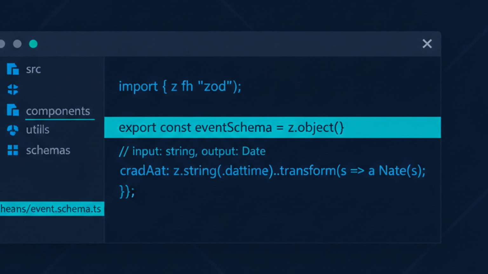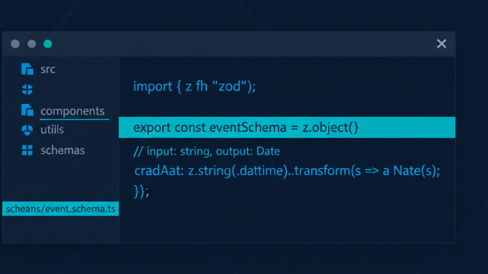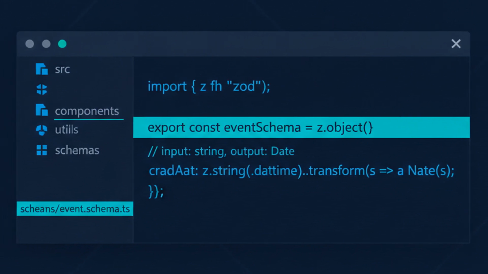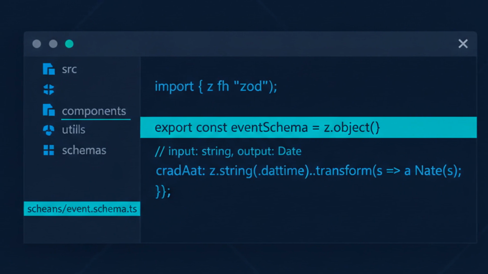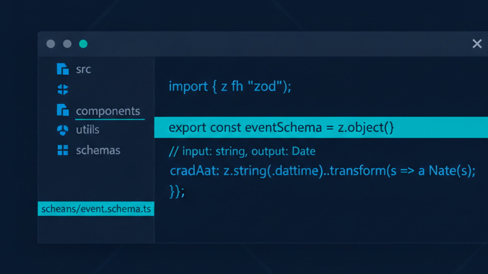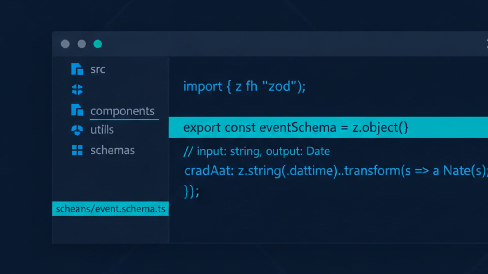Look at line 3. We validate it's a string, confirm it's a valid datetime, then convert it into a date. The output type changes too. Your parsed result has an actual date object, not a string. Validation and transformation in one step.